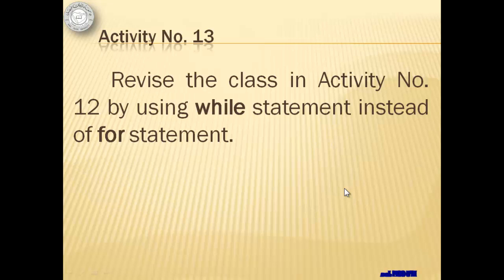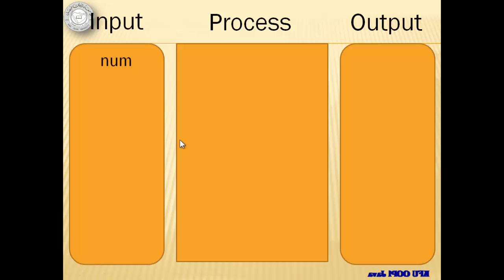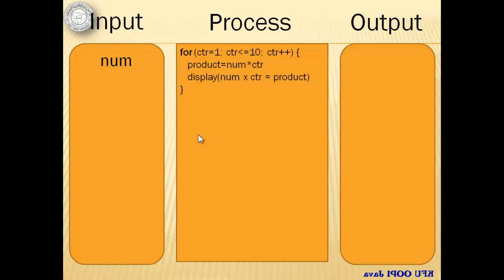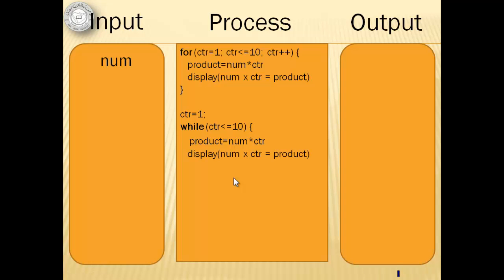Let's continue with activity number 13 by revising the class in activity number 12 by using the while statement instead of the for statement. We still have the same input num, but instead of using the for structure, we're going to use the while statement. First, we have to initialize our counter. Second, we have to write the while statement followed by a condition, which is still the same as the condition of our for. Next, we have to write the two statements to get the product and to display the details. But before we close the loop statement, there's a third statement that we have to write, and that is to increment the counter. We will still have the same output.